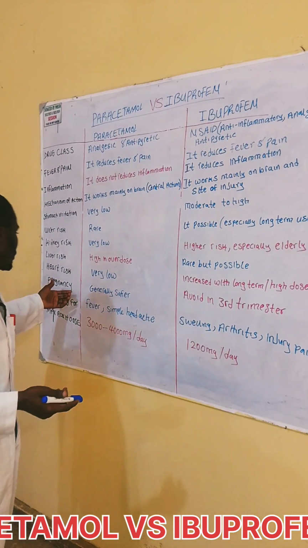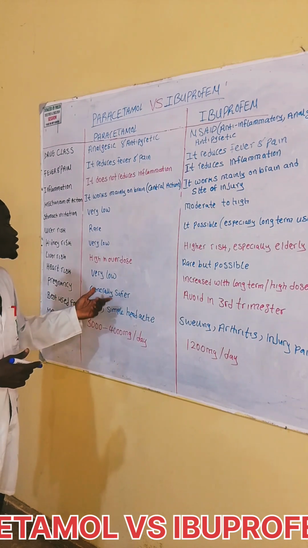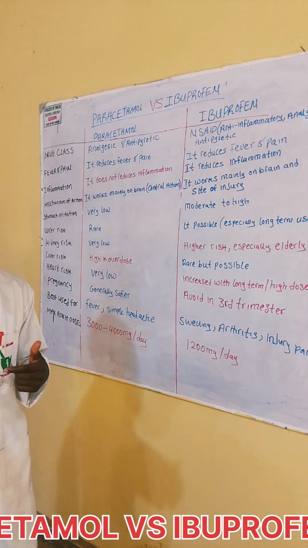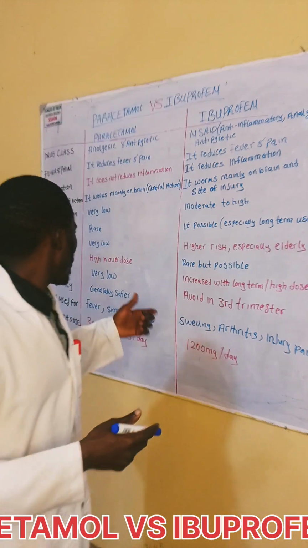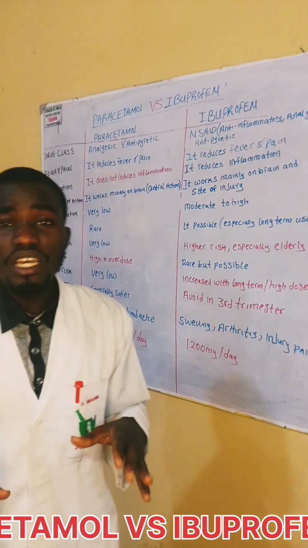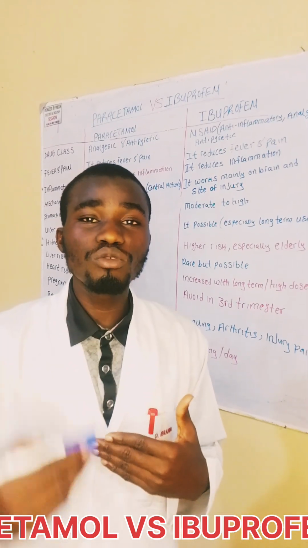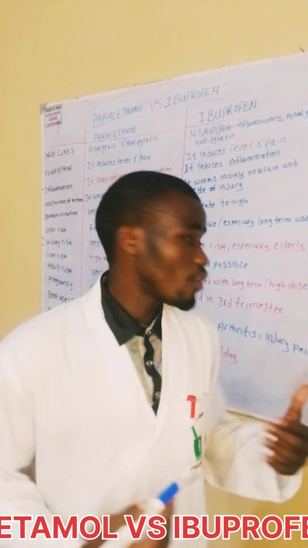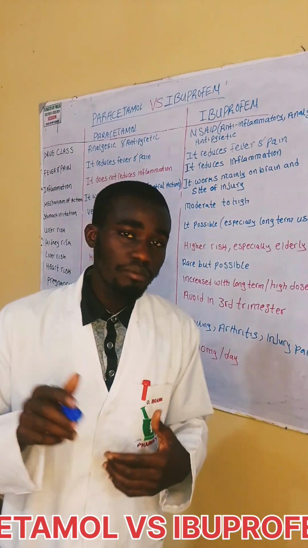What about pregnancy? Is paracetamol safe for pregnancy? Yes, paracetamol is safer for pregnancy. It is even the most recommended drug in the hospital. While ibuprofen should be avoided in the third trimester, because somebody that is closer to nine months should avoid ibuprofen, because it can affect the unborn baby.